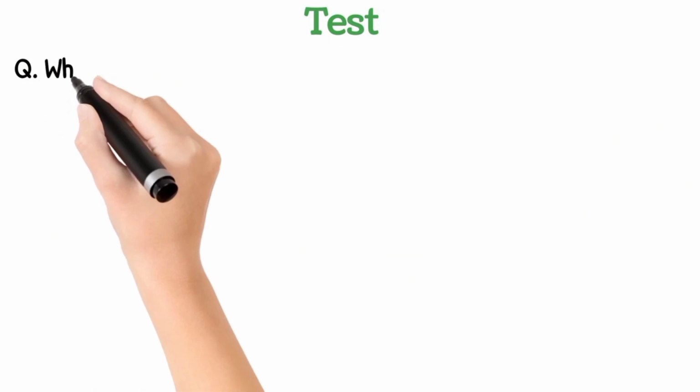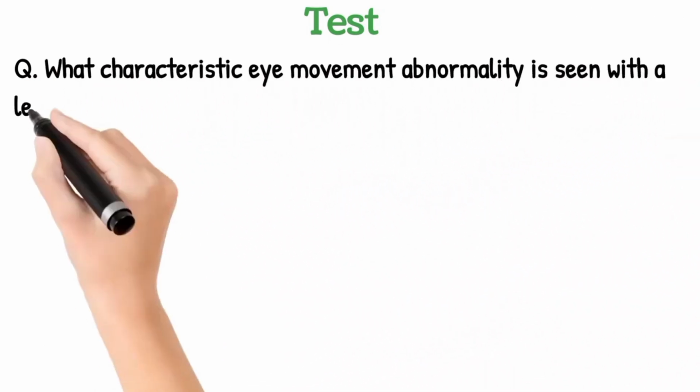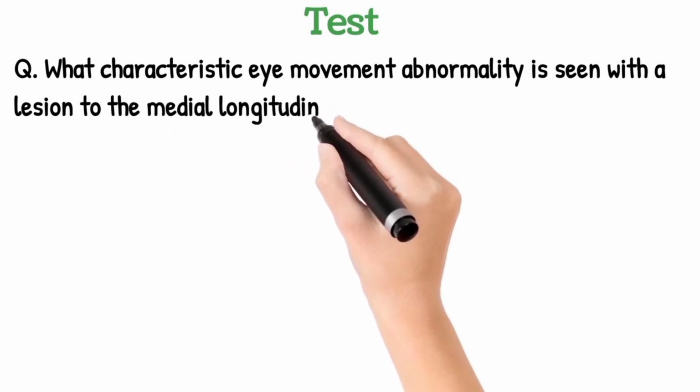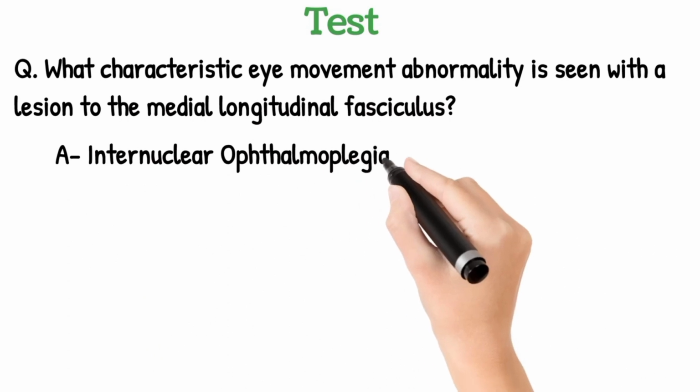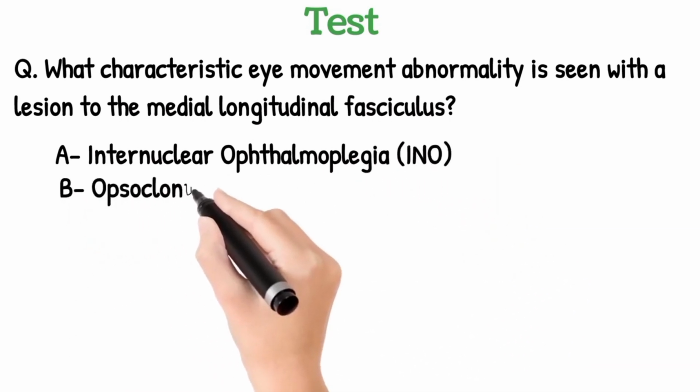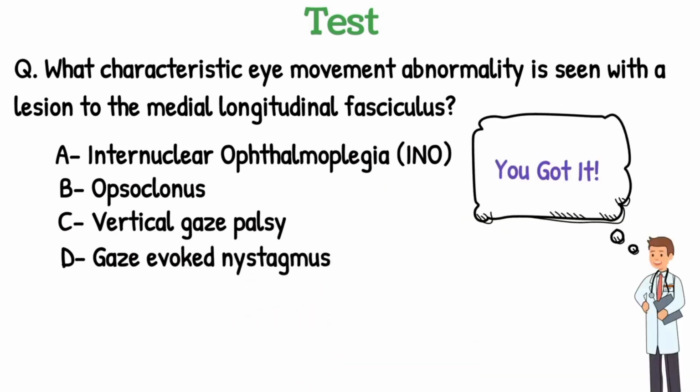Respected doctors, now it's time to test your knowledge. Question: what characteristic eye movement abnormality is seen with a lesion to the medial longitudinal fasciculus? Options are: A. Internuclear ophthalmoplegia, B. Opsoclonus, C. Vertical gaze palsy, D. Gaze evoked nystagmus. I know you have got it. If you recall the lecture, you will get to know that the correct option is A, that is internuclear ophthalmoplegia.